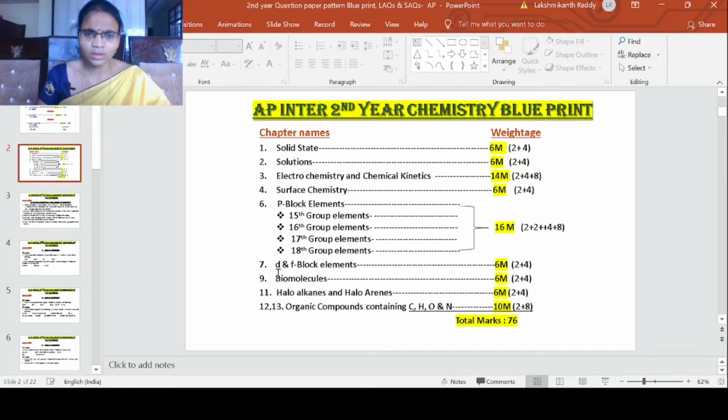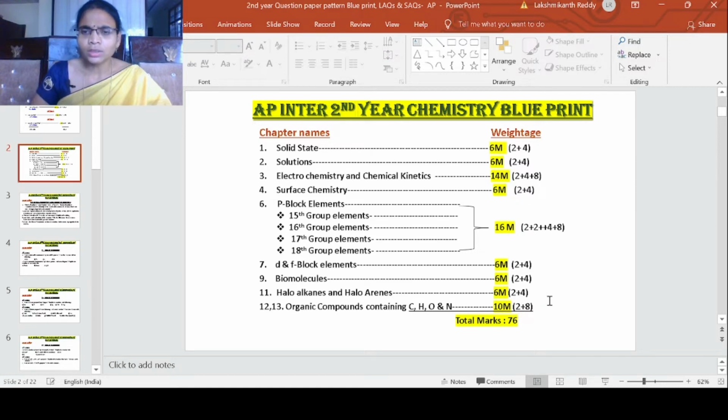8 marks question. Okay. D and F block and coordination compounds have 6 marks weightage; they will give 1 VSQ and 1 short answer type question. Next, biomolecules also 6 marks weightage, the same 2 plus 4. Haloalkanes and haloarenes from organic have 6 marks weightage, the same 2 plus 4. The remaining organic chapters have 10 marks weightage; they will give 1 VSQ and 1 LAQ.